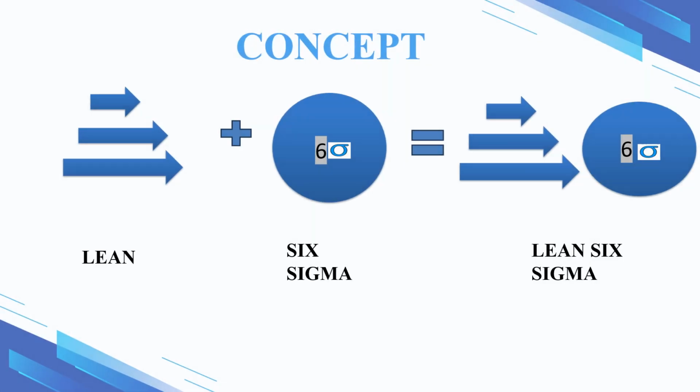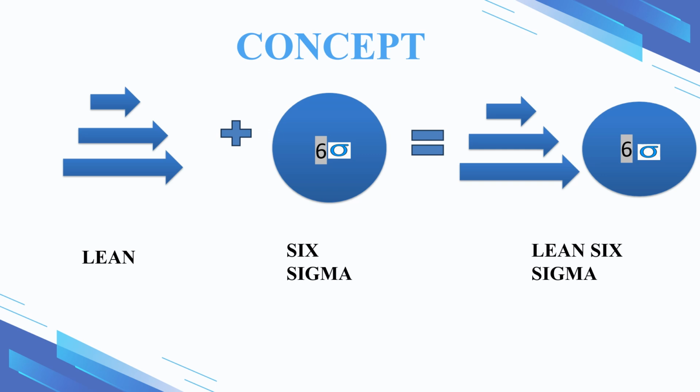After the introduction, I will explain the concept of Lean Six Sigma in the food industry. What is meant by Lean? The objective of Lean is to focus on eliminating waste to improve flow and increase the value to the customer. There are five core principles of Lean.